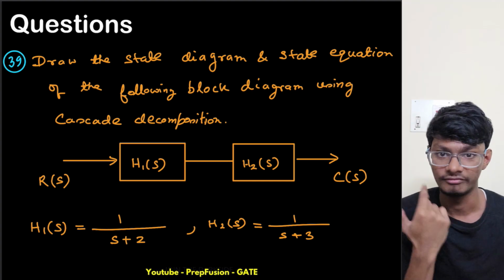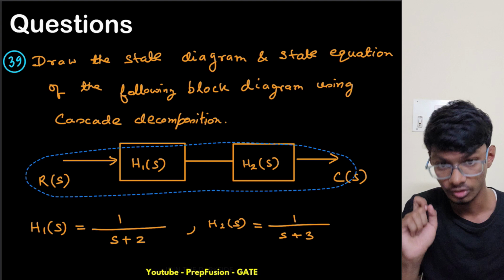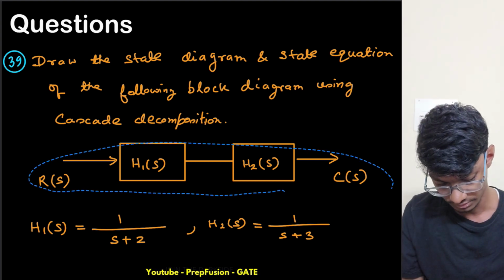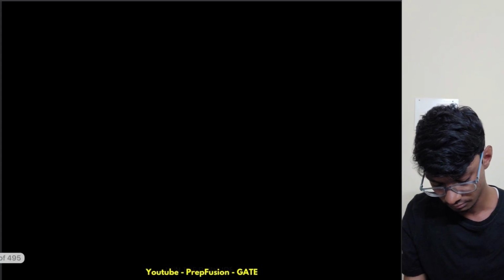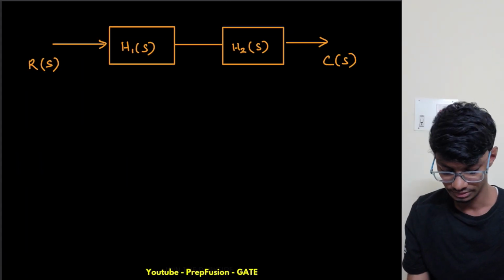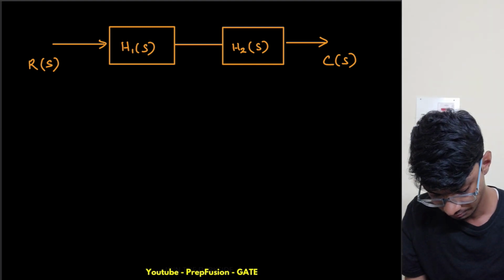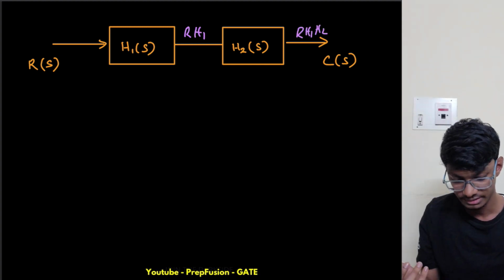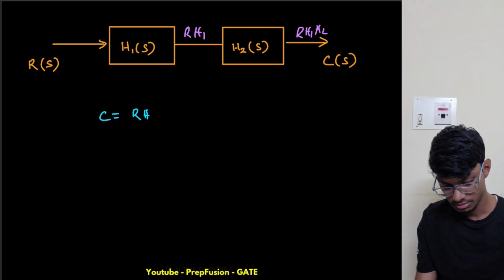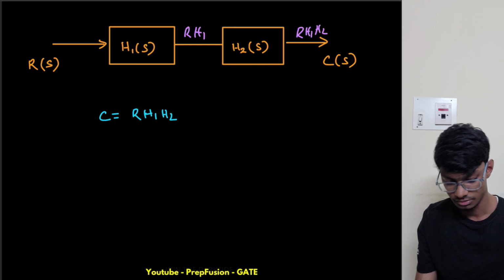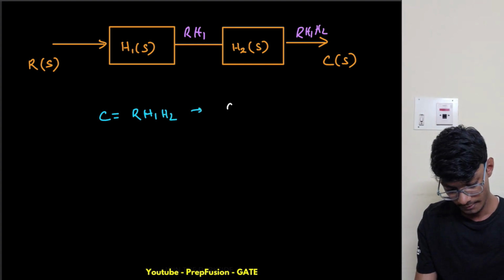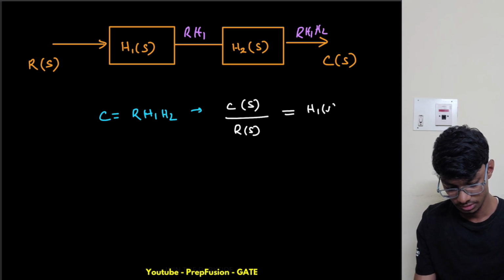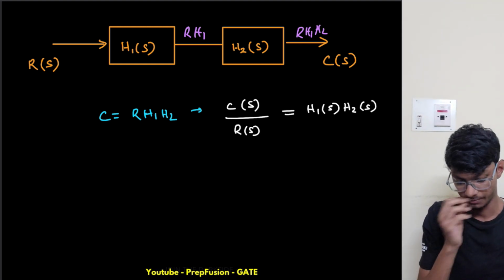I have already derived this, but I will derive it again. If two blocks are connected in cascade, what will be my overall transfer function? It will be C equals R times H1, times H2. So C of s over R of s equals H1 of s into H2 of s. This is my C by R.